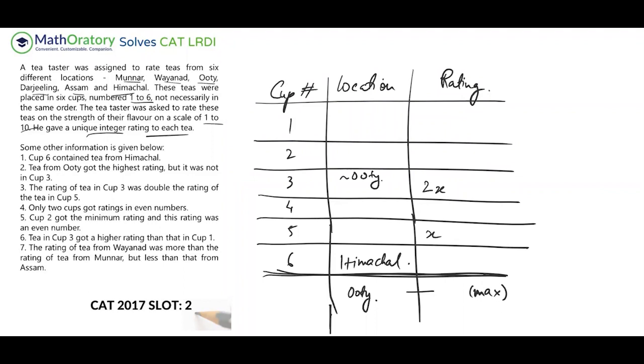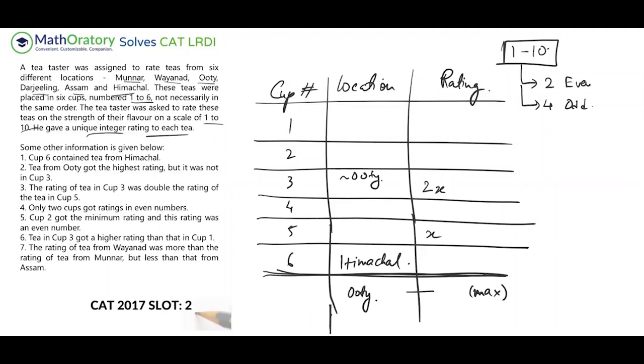The fourth one says only 2 cups got ratings in even numbers. Okay, so this is a good piece of information, because initially there was a doubt, right? I mean, 1 to 10, what are the numbers you're picking? Straight away from this information, we're not getting much. But what we know is that from 1 to 10, a couple of the ratings here are even. So obviously the remaining 4 have to be odd. There have to be 6 different ratings, right? Everybody got a unique integer rating, as mentioned initially. So 2 are even and 4 are odd. So that is given. Okay, the fourth is done. Only 2 cups got ratings in even numbers.